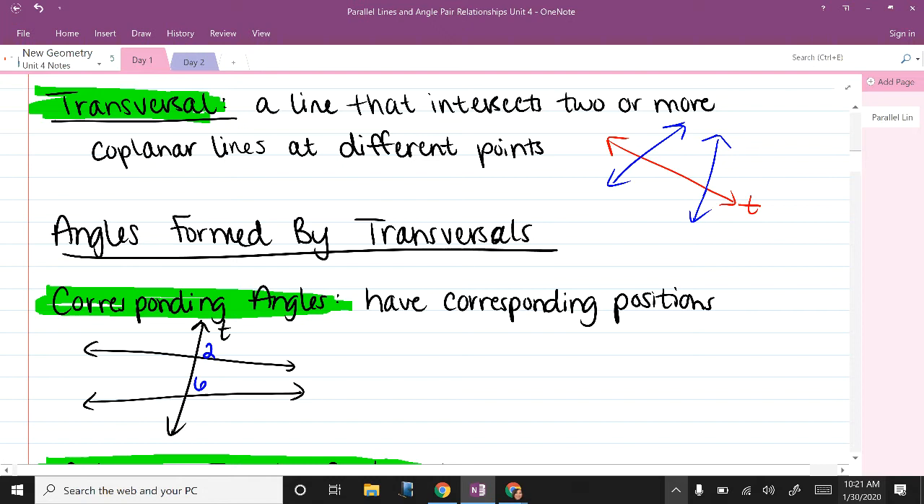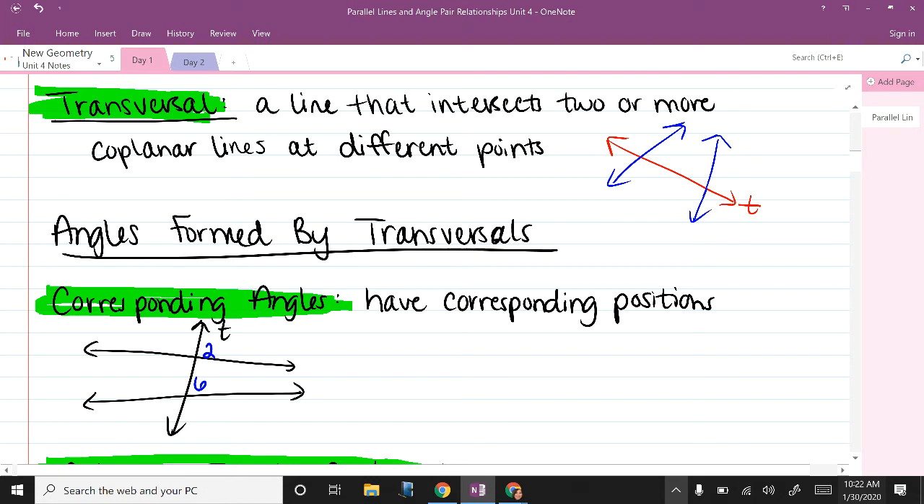Angle 2 and angle 6 are on the same position of that transversal with those lines. They're both above the line and to the right side of it. Do you see that? They're in the same position. So those are what we call corresponding angles. Does that make sense? There's also a pair of corresponding angles on the other sides of them. You see that? And also, if you go down right here, these are corresponding angles as well. And same thing right here. These underneath are corresponding angles as well.